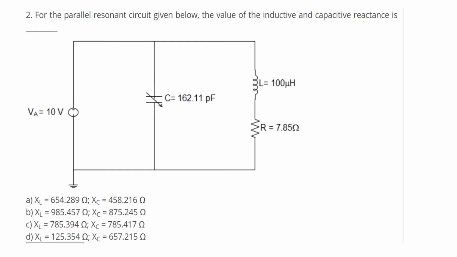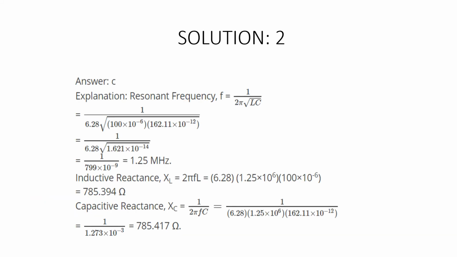Now next problem. For the parallel resonant circuit given below, what is the value of the inductive and capacitive reactance? The circuit is given, the voltage VA equals 10 volts, the capacitance value is 162.11 picofarad, the inductance value is 100 microhenry, and the resistance value is 7.85 ohms. So what will be the value of inductive and capacitive reactance? A, B, C, D, four options are here. So the right option is C.